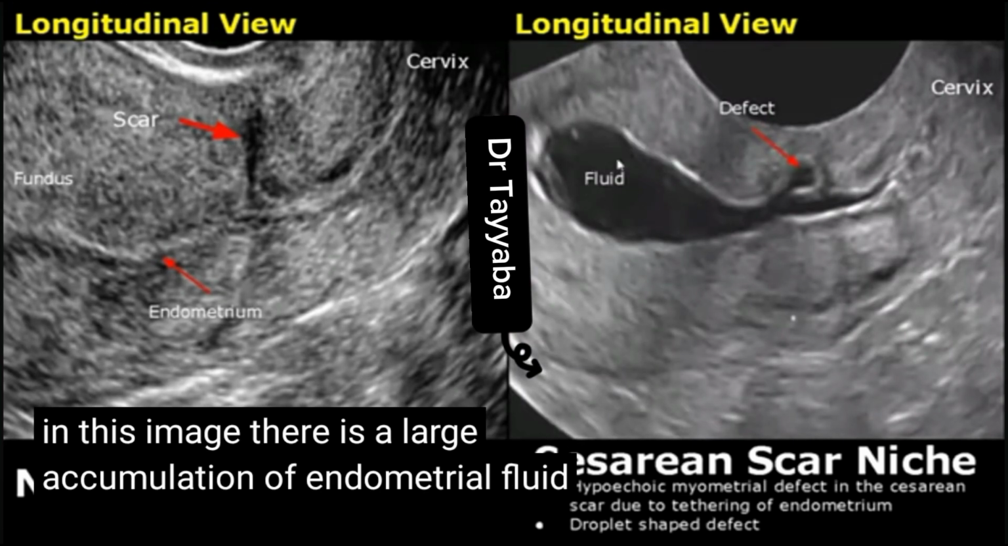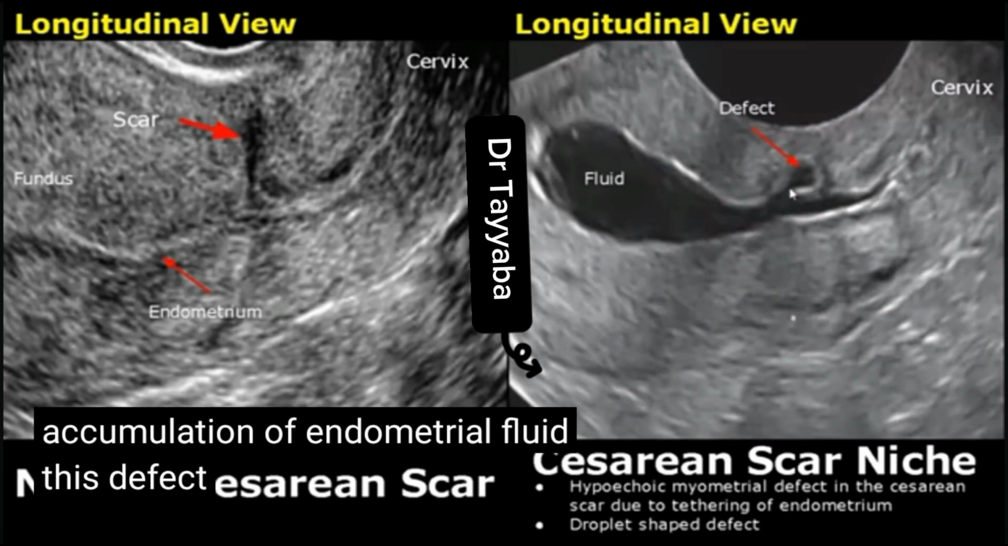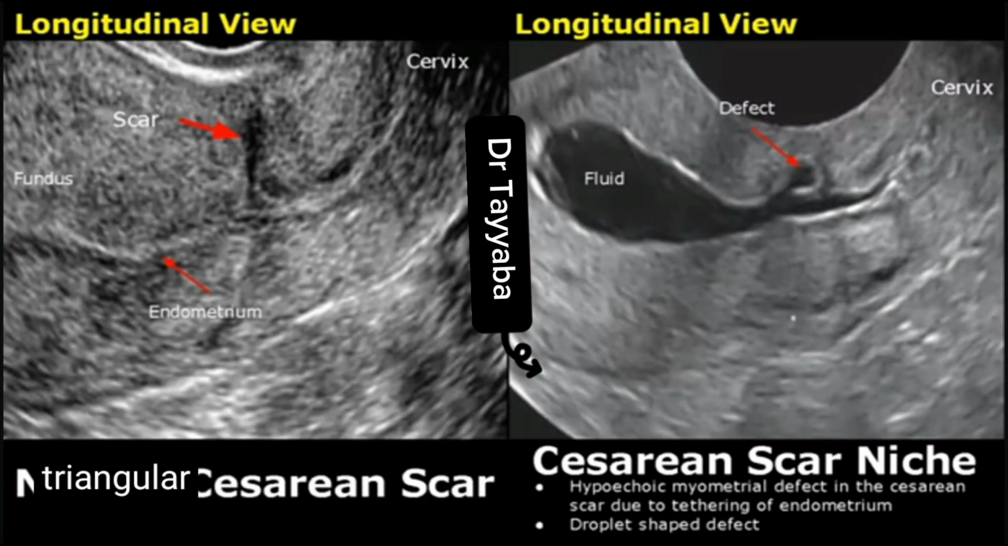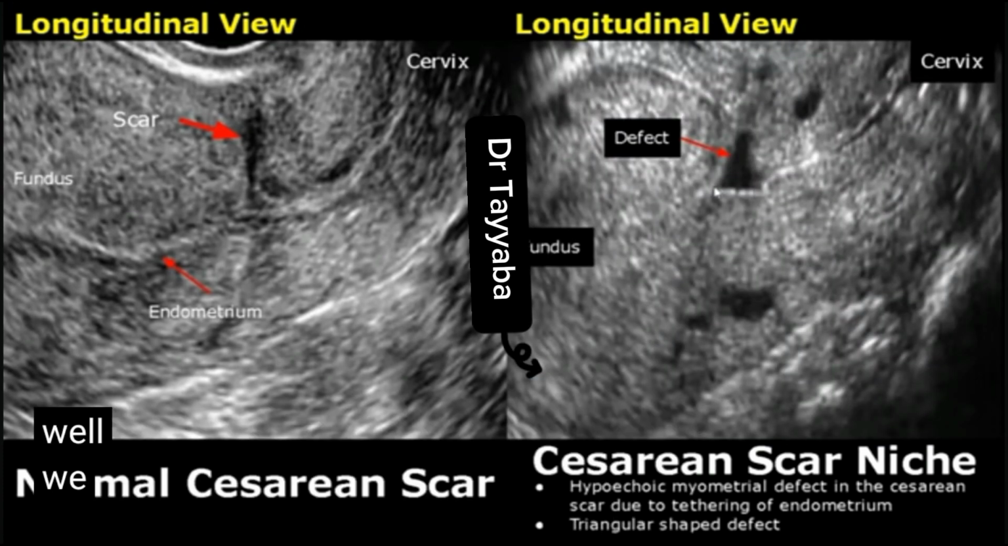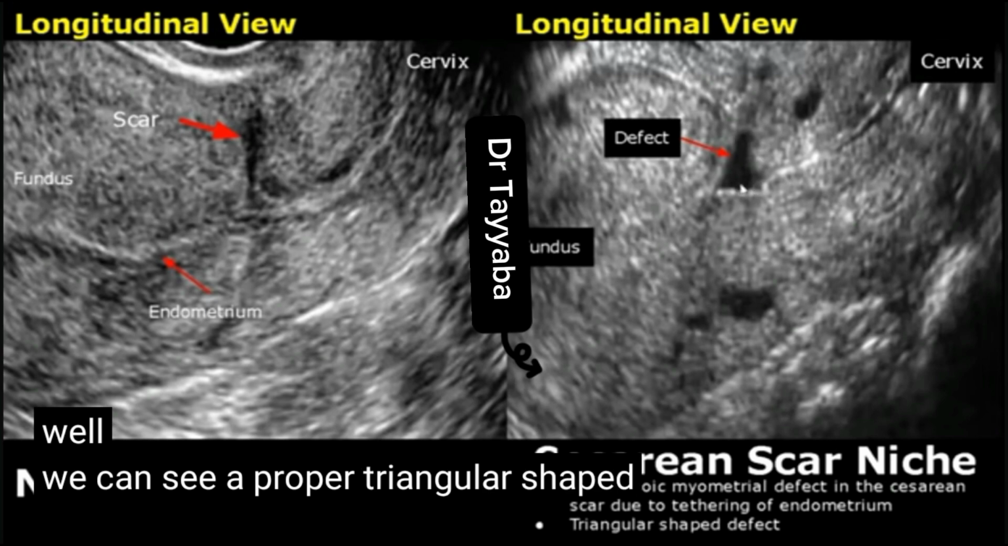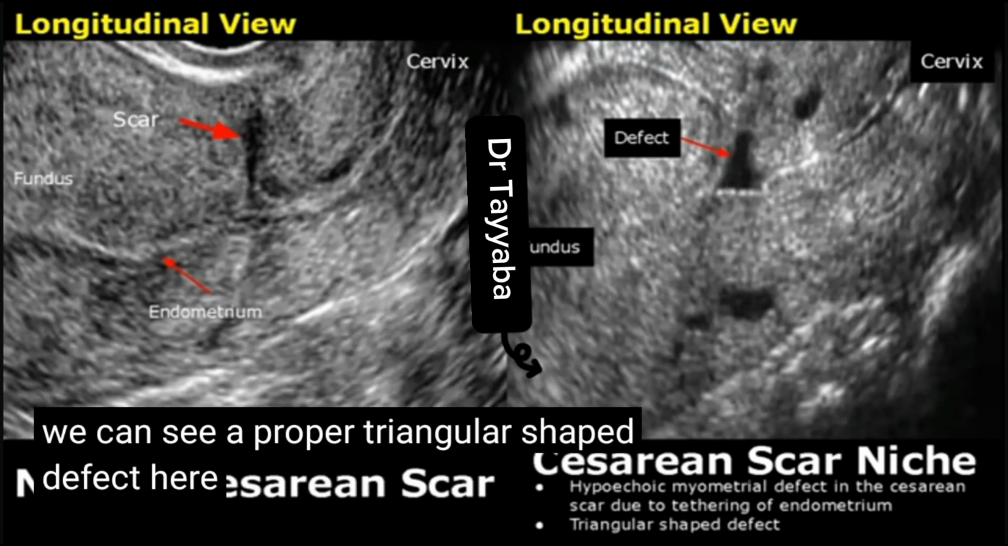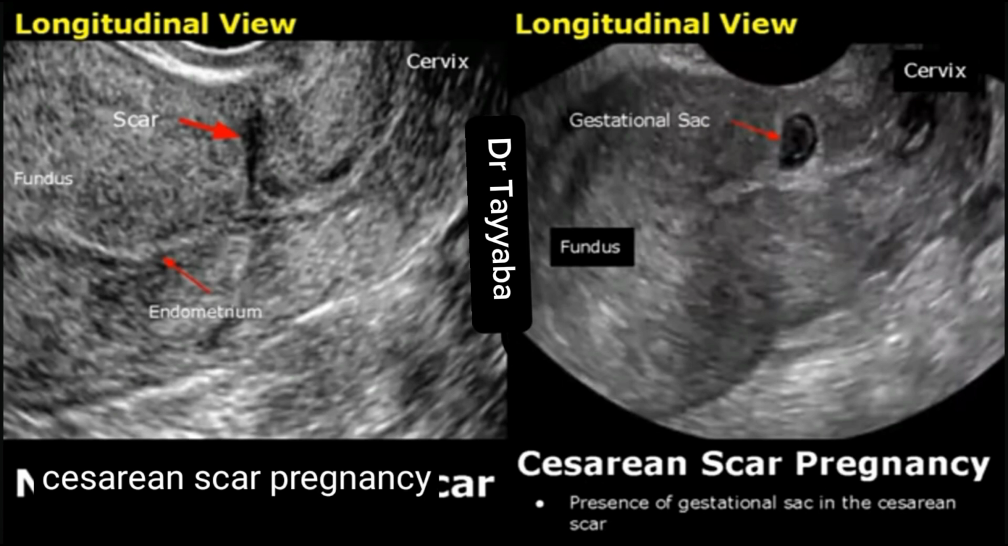In this image, there is a large accumulation of endometrial fluid. This defect has a teardrop shape. Triangular shaped defects are common as well. We can see a proper triangular shaped defect here.